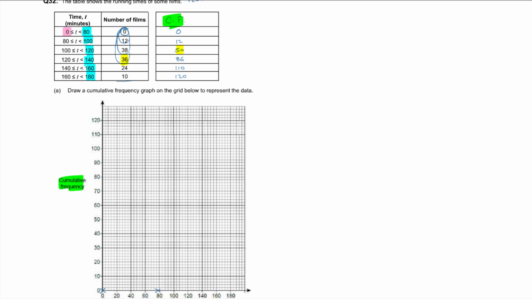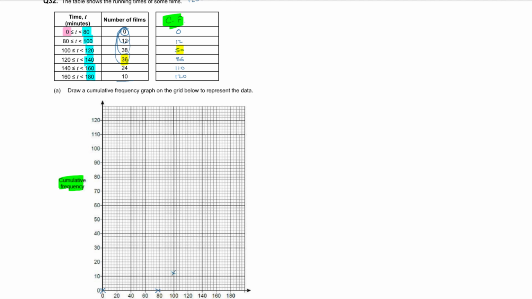Now you can see there are 5 little divisions between 0 and 10 here. So each one of those is going to be 10 divided by 5. It's going to be worth 2. So if I want 12, it's going to be one little square above 10, isn't it? So at 100, I'm going to go up to one little square above 10, which is there.